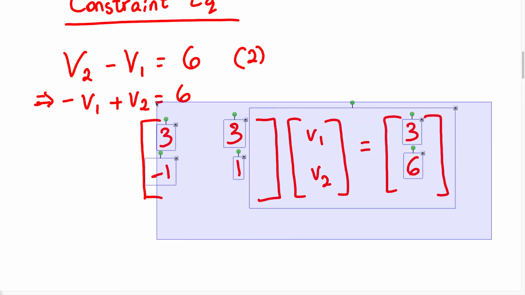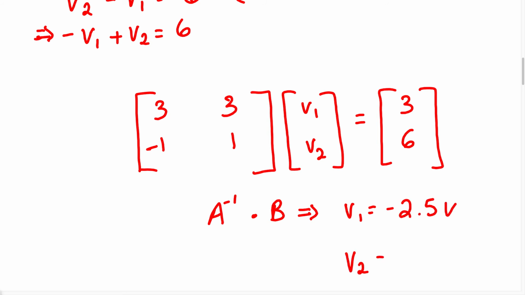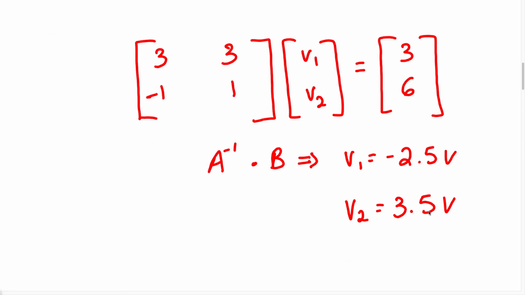So we're just going to use our calculators now and take the inverse of A and multiply it by B. When we do that, that's going to give us V1 equals negative 2.5 volts. V2 equals positive 3.5 volts. So we know the voltage at node 1 is going to be negative 2.5 volts. The voltage at node 2 is going to be 3.5 volts. I'm just going to circle it.